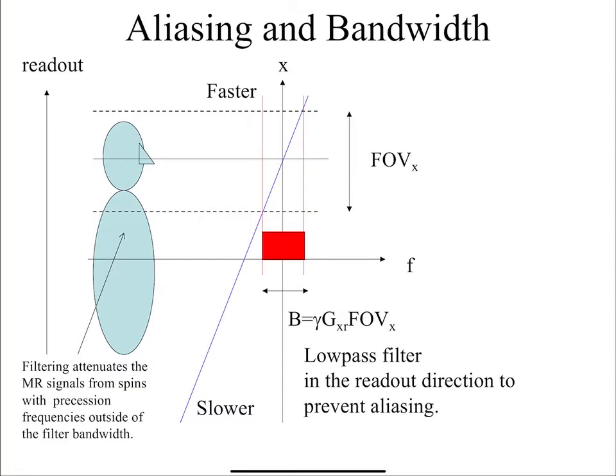So the idea is, if I have the readout gradient in this direction, and I want an image here, then the spins up here are spinning really fast, the spins at my feet are spinning really slow, and the spins here are in some frequency range. So if I have a way of only being sensitive to spins in a certain frequency range, then I can literally filter out the contribution from all the other spins. So that's actually what happens.